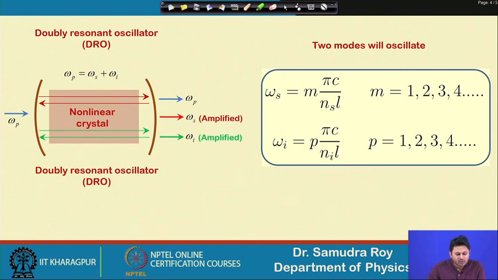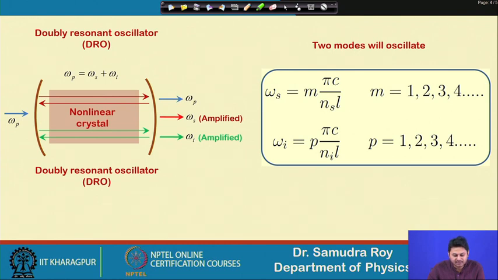In a doubly resonant oscillator, in DRO, as I mentioned, two fields, associated with frequencies omega s and omega i, signal and idler, are both going to be amplified. So, omega s and omega i, these two fields, Es and Ei in terms of field notation. There should be a few modes that are going to vibrate.